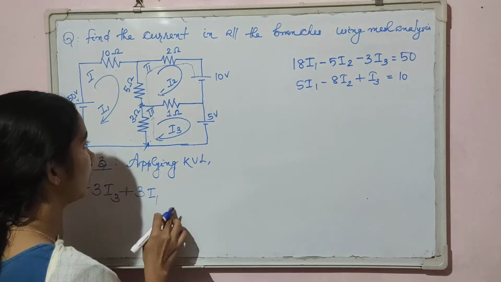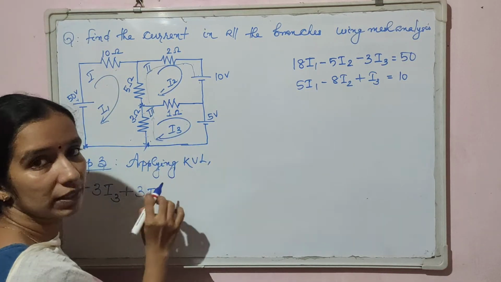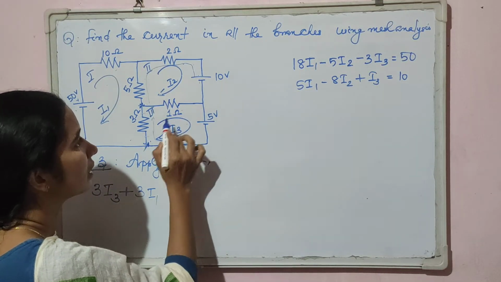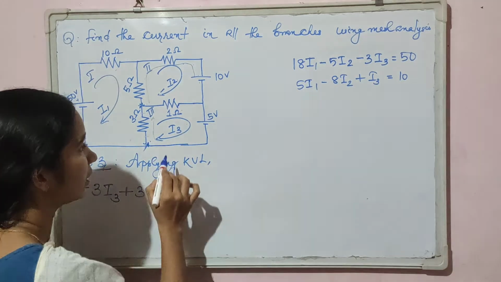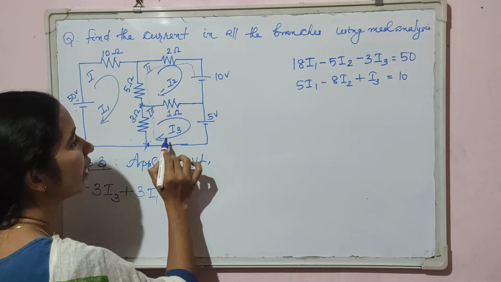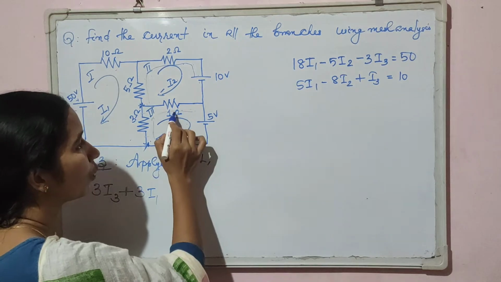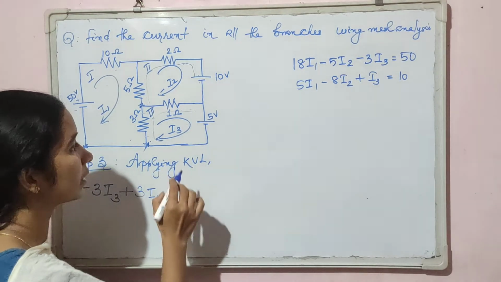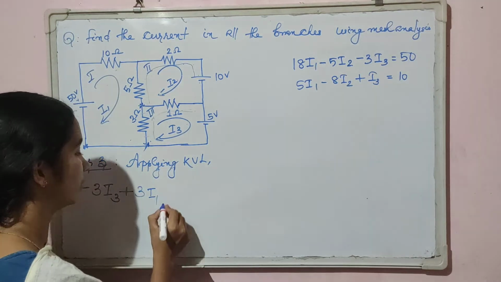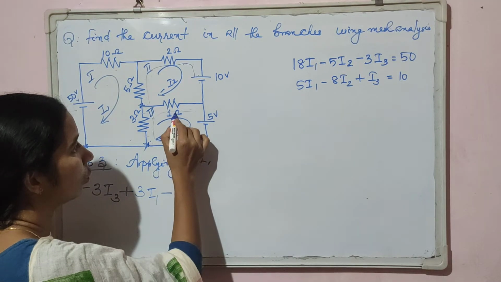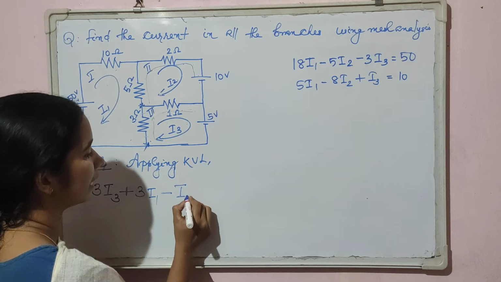Okay. Now the second component is the 1 ohm resistor. I am proceeding like this. The direction in which I am proceeding and the direction of I3 are the same. So the drop across the 1 ohm resistor due to I3 will be negative, and that is minus 1 into I3, that is minus I3.